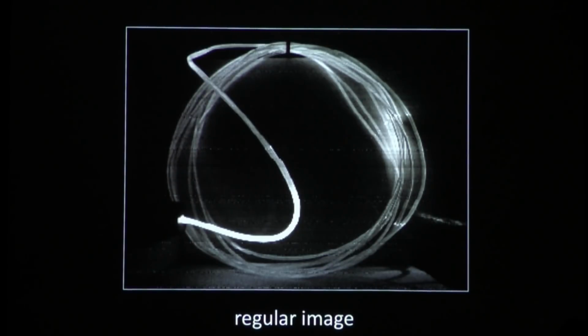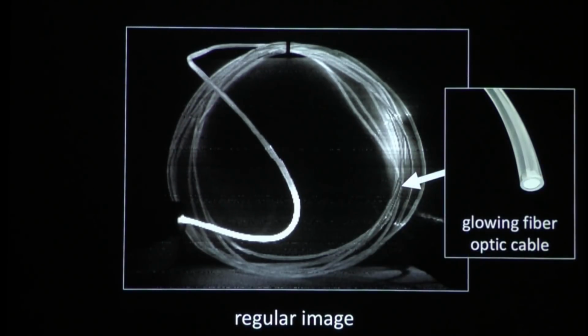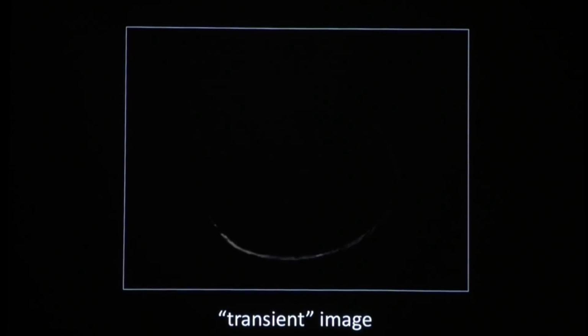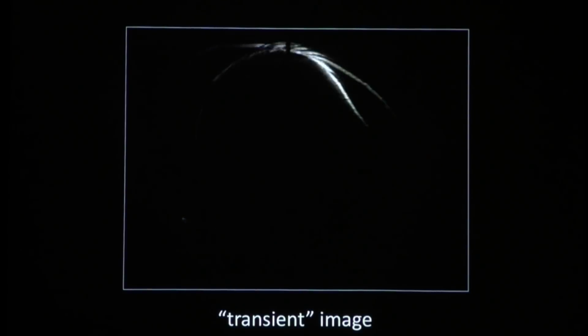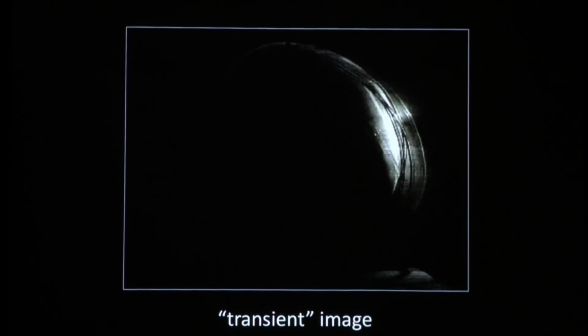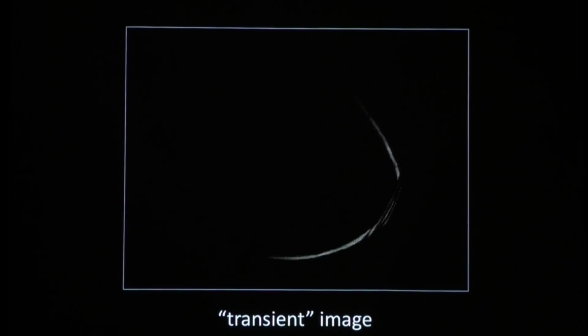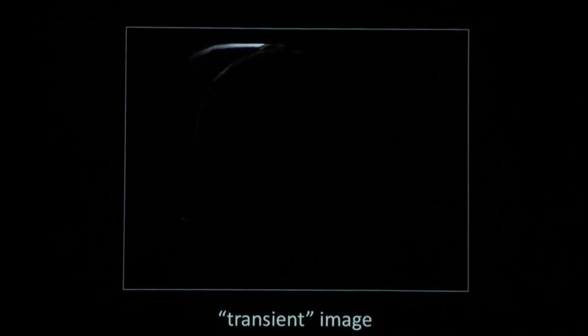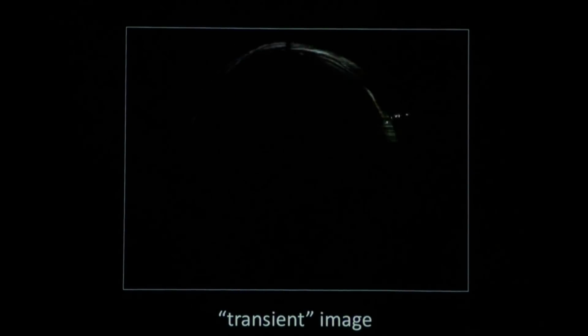So here's a regular image showing a fiber optic cable where we attached a light source to one end. And this is a pulsed light source that sends out these pulses of light through the fiber. So this is another transient image. It's not quite as high quality as the previous one, but this video was captured in about a minute. And it produces nearly the same quality image. And you can see all the light traveling through the fiber itself.